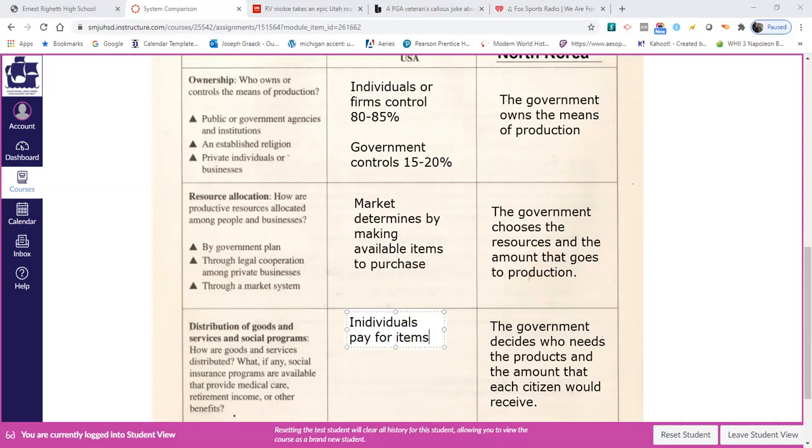Generally, individuals pay for items, or in some cases, in terms of food stamps, welfare assistance. During the pandemic, we had the unemployment insurance being bumped up. Well, not really the issue, but just the economic stimulus plan that was put forward, where the government will help provide for various groups of people.